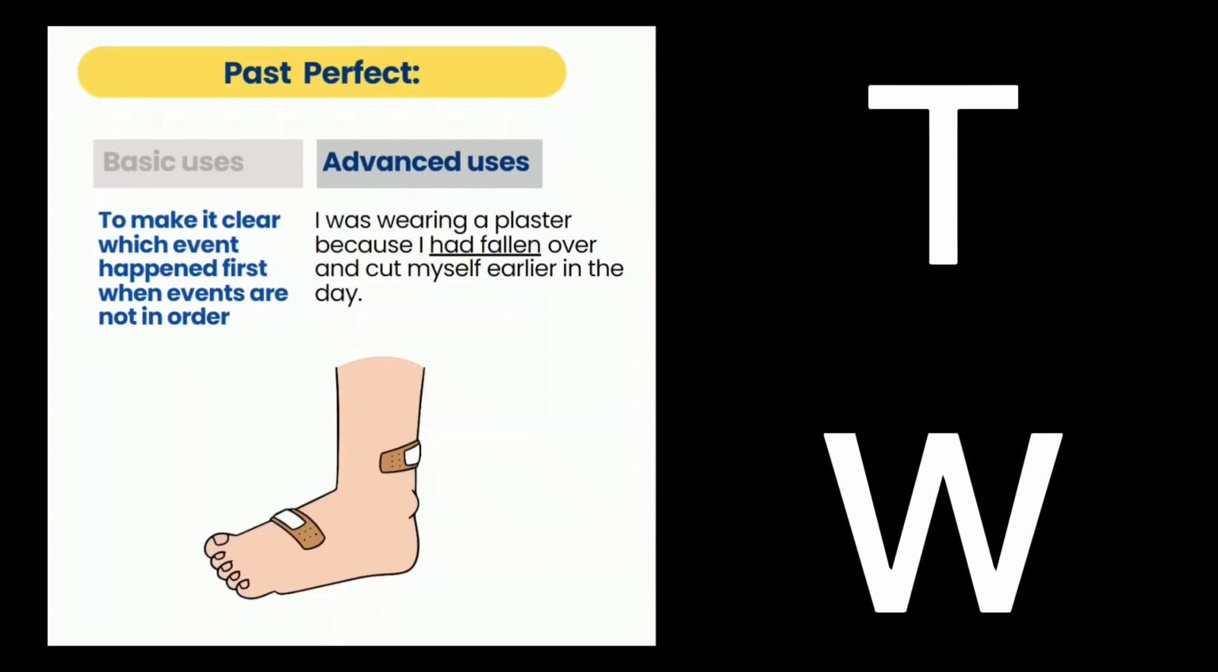The general use of the past perfect is to make it clear which event happened first and when events are not in order. For instance, I was wearing a plaster because I had fallen over and cut myself earlier in the day.